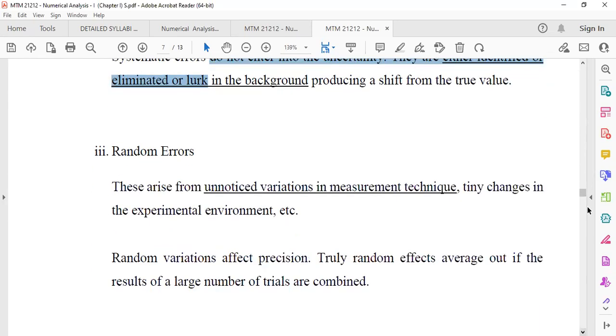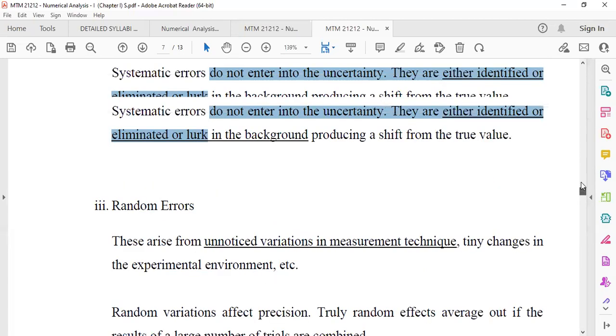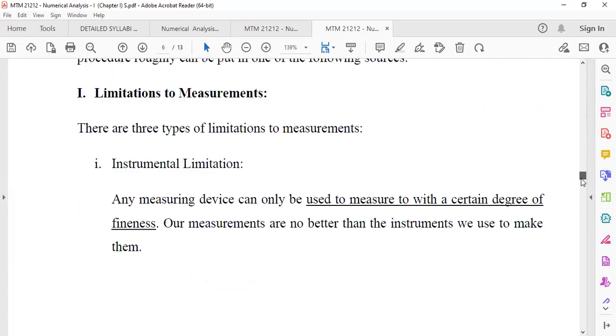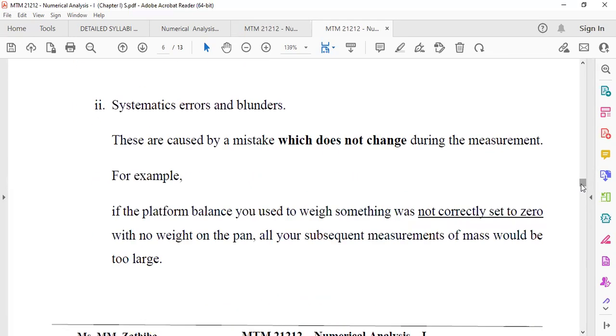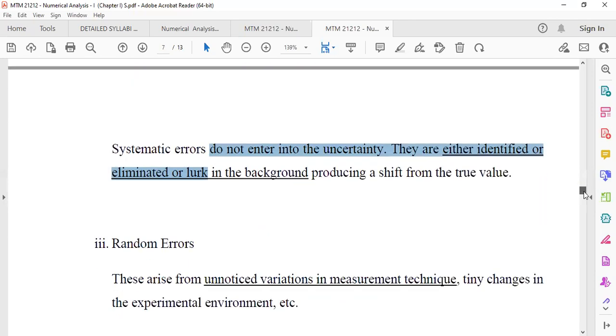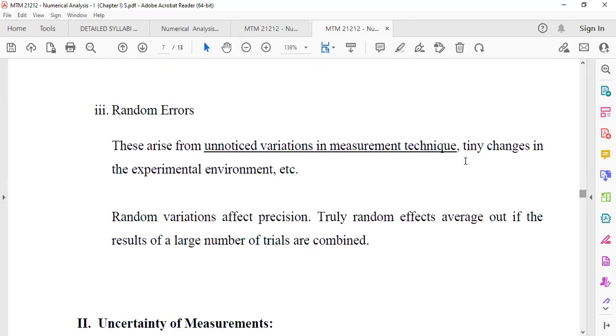Okay, next one. Likewise, we are seeing the third one. The first one is the instrumental limitations, which also cause limitations in measurement errors. The next one is systematic errors and blunders, also making careless mistakes. Systematic errors also. Next one, the third one, we call a random mistake.